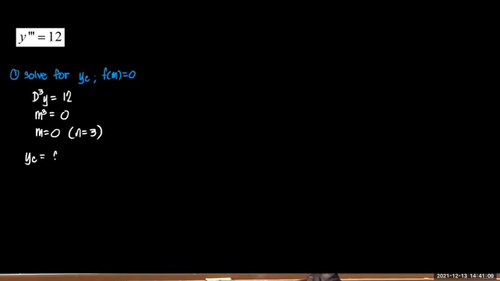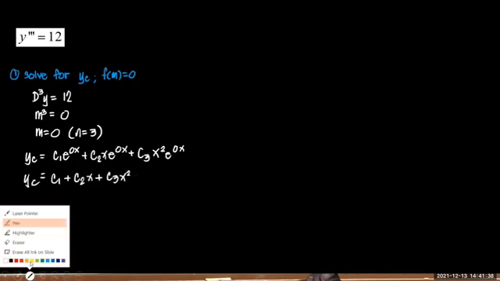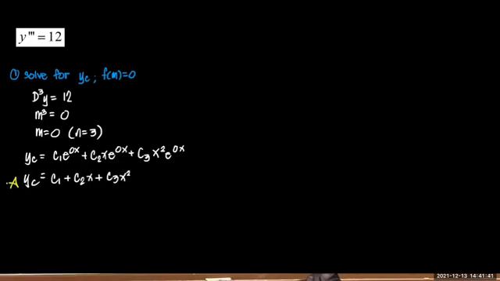You can say c1 e to the 0x plus c2 x e to the 0x plus c3 x squared e to the 0x. Or if you don't want to write e to the 0, you can just say c1 plus c2 x plus c3 x squared. Those are the constant coefficients. So let's just put a star on this because we'll be using this later on.